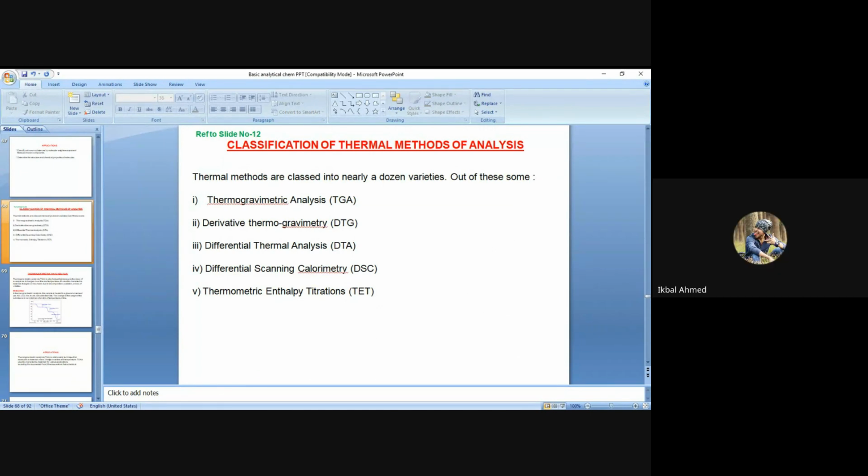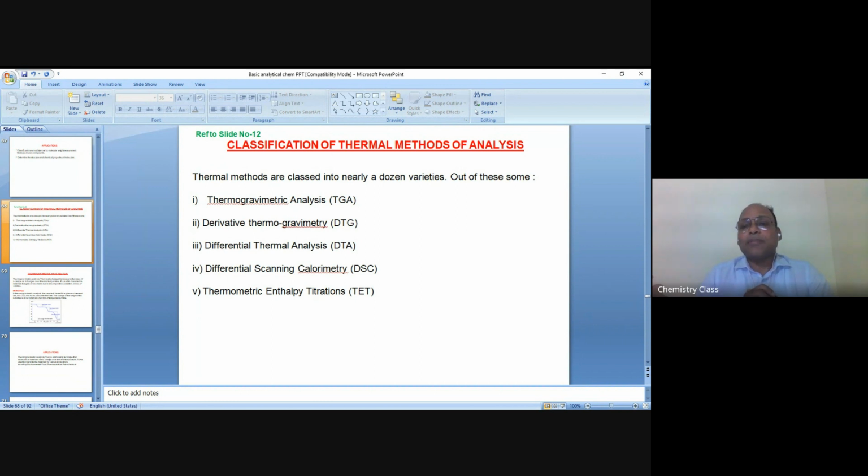Now, okay, the classification of thermal methods of analysis. This is a reference to slide number 12. This is the classification of thermal methods of analysis. Thermal methods are classed into a number of varieties, nearly a dozen varieties.